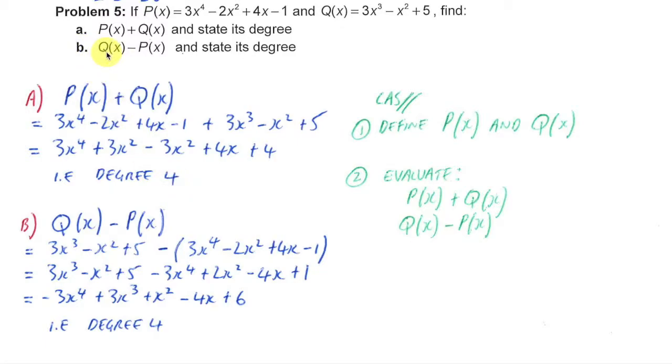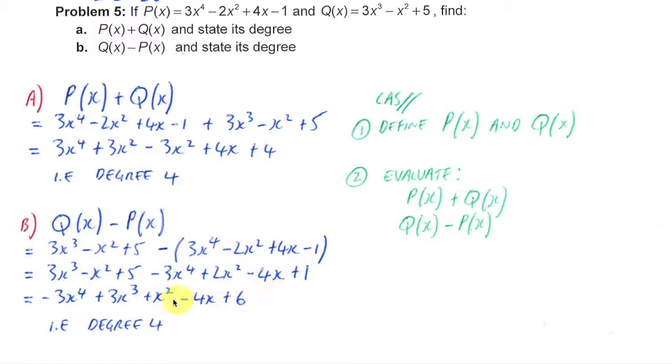For part B, I'm looking at Q of x take P of x, so I begin by writing Q of x. I'm subtracting from it P of x, so notice that I put a minus sign and then put this in brackets. And the reason for that is so I don't mess up the powers. I'm now going to get rid of the brackets, so everything that's inside it, which is P of x, is going to be multiplied by negative 1. So I get negative 3x to the power of 4 plus 2x squared minus 4x plus 1.